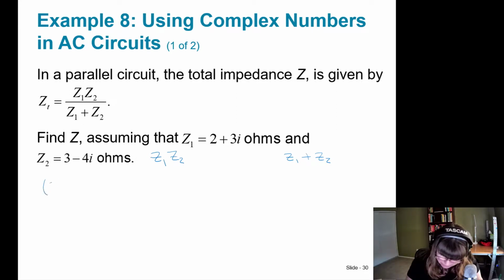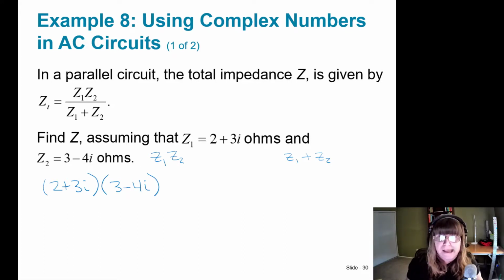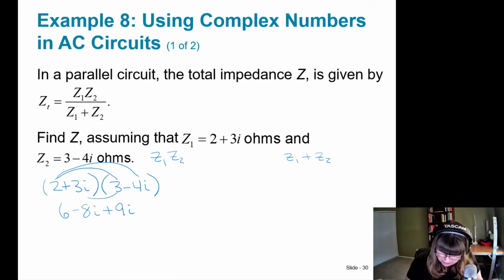So Z1 is 2 plus 3i. Z2 is 3 minus 4i. I'm just going to use my FOIL method. It works really well, so why fix something that ain't broke? 2 times 3 is 6. 2 times negative 4i is negative 8i. 3i times 3 is positive 9i. And 3i times negative 4i is negative 12i squared. Aha, i squared. Anytime I see it, I try to change it right away so I don't forget later. Negative 12 times negative 1 is positive 12. So I have 6 minus 8i plus 9i plus 12.